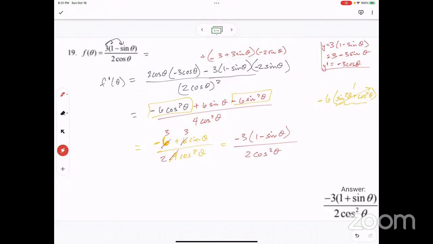So then this times this is going to be a +6 sine theta. And this times this is going to be a -6 sine squared theta. I think I did it right. And then that becomes just -6 plus 6 sine theta. So if I factor out a negative, I think I did it right. I think his is wrong.